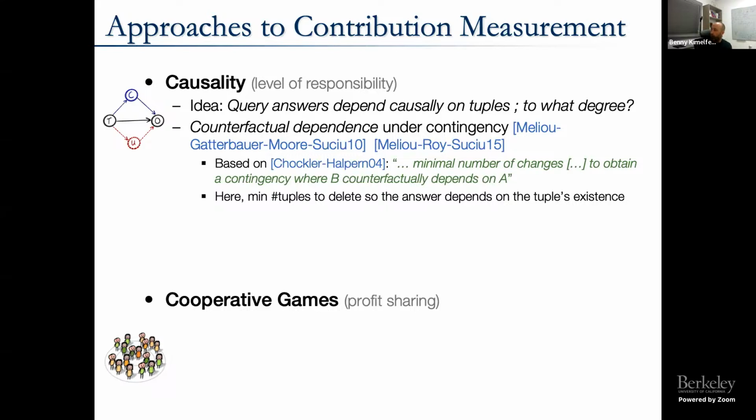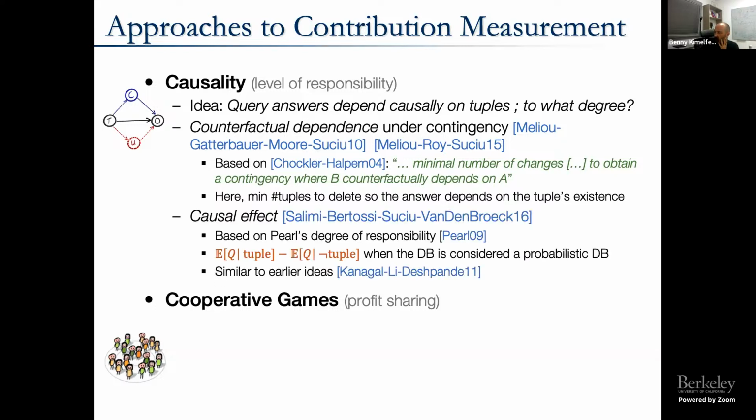And then there are several works. The commonality of all of them is that they adopted several techniques, several ideas, like minimal contingency to get counterfactual dependence on the tuple. I won't get into these definitions because they are not related to this talk. There was the notion of causal effect. The first came from the work of Halpern and Pearl, and the second from Pearl's degree of responsibility.